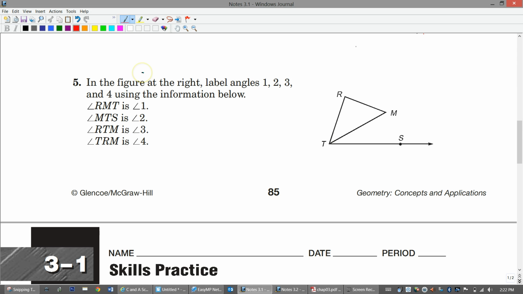All right, so here we go. Angle 1, RMT. RMT would be right there, right? Angle 2, MTS. MTS would be right there. MT being the vertex, S being the other side. So we write them on the inside of the angle, like right where the spread is, right by the vertex when we name them. And then RTM would be right in there. And then TRM right there.